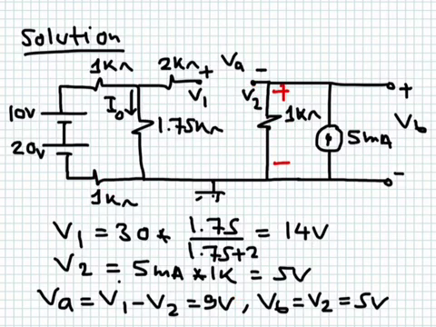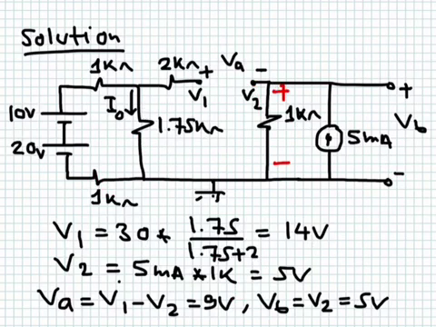If I want to get VB as well, VB is the voltage across the current source, which is a voltage across this resistance as well, which we just calculated, which is V2, equal to 5 volts. So I already know what is VA, I already know what is VB. Can I get the current I note? Of course I can get the current I note.